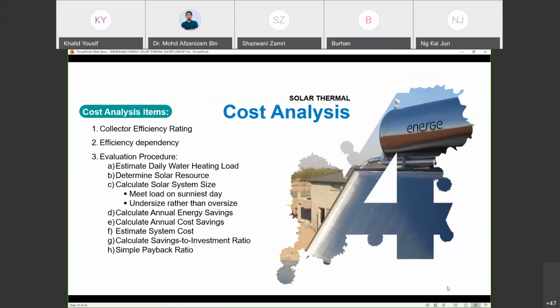For the cost analysis of solar thermal system, first there's a collector efficiency rating and efficiency dependency, and the evaluation procedure, which includes estimate daily water heating load, determining the solar resource, calculating solar system size, calculate annual energy saving, calculate annual cost saving, estimate system cost, calculate savings to investment ratio, and lastly, simple payback period. So first, I'm going to start with the collector efficiency rating.